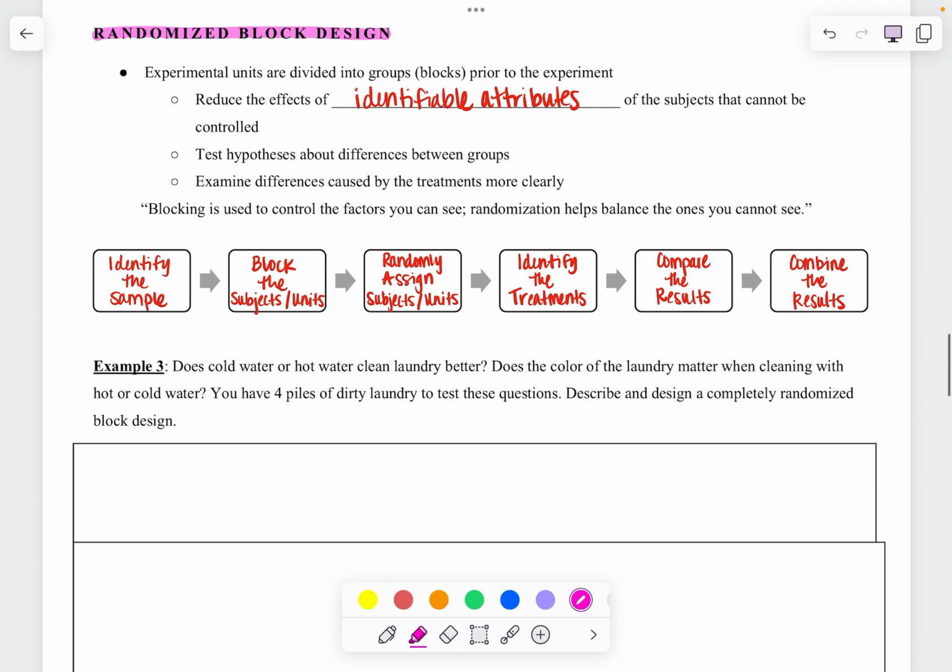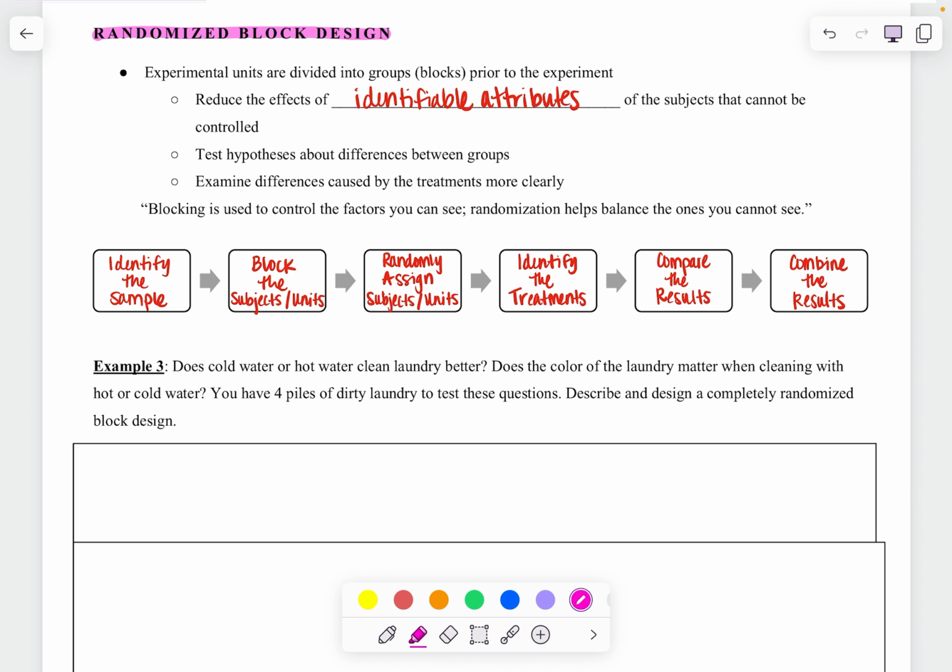With a randomized block design, basically, if there is something that is going to cause your groups to have different results. I use dogs as an example.